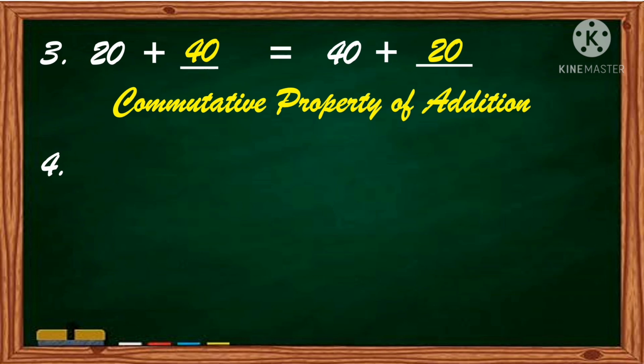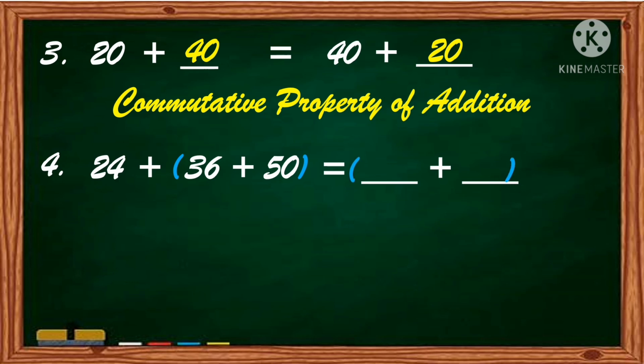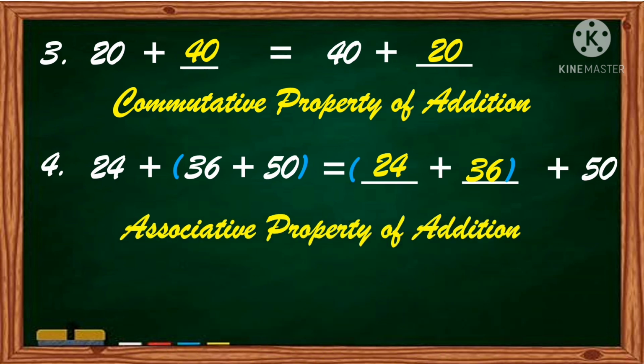Let's go to number 4. 24 plus 36 plus 50, open and close parentheses, equals blank plus blank, open and close parentheses, plus 50. What are the missing numbers? Okay, very good. 24 and 36. And what property of operation is this? That is associative property of addition.